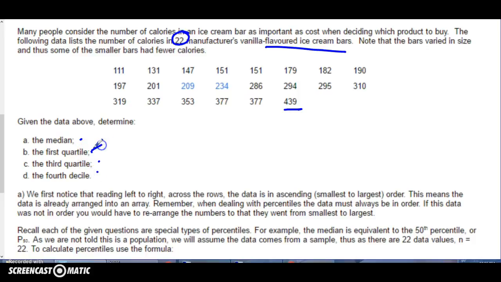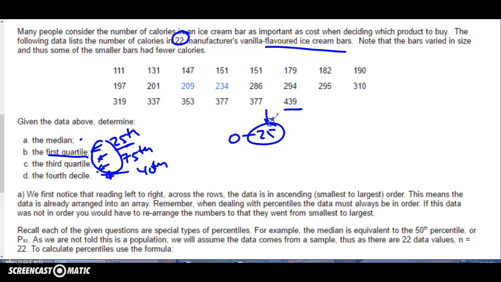The nice thing about the first quartile, third quartile, and fourth decile is that it also allows us to find percentile answers. The first quartile is the 25th percentile, so it's in 25th place. The third quartile is the 75th percentile, and the fourth decile is the 40th percentile. So you go from 0 to 25 to get to your first quartile, then 50, the middle, which is the second quartile, then the third quartile at 75, and then 100. So you don't really find the quartiles, you find the percentiles.